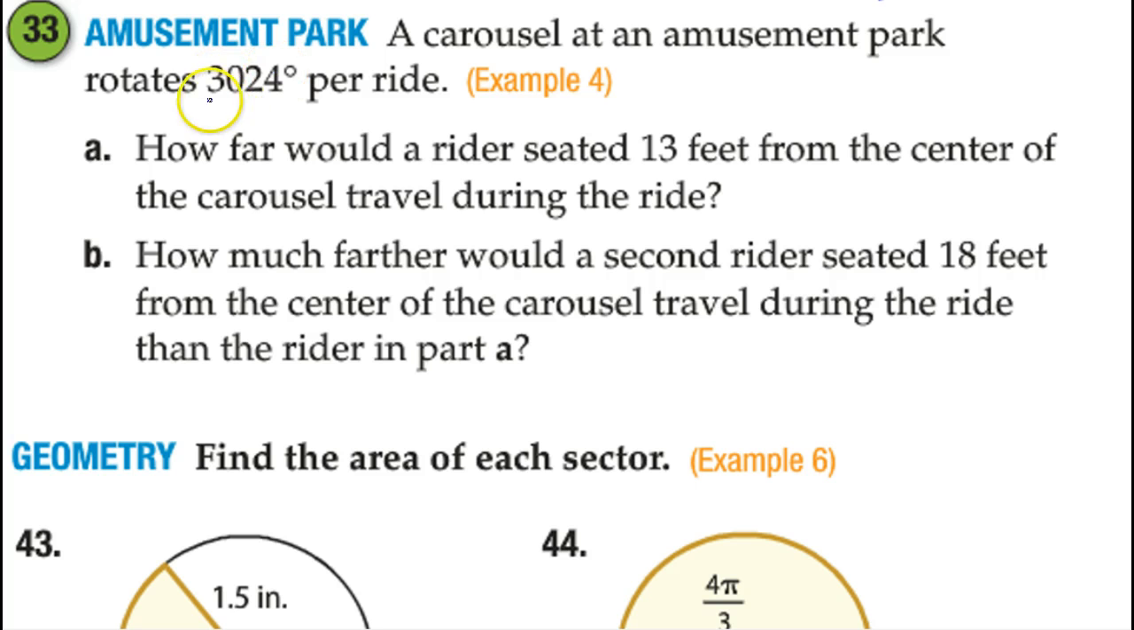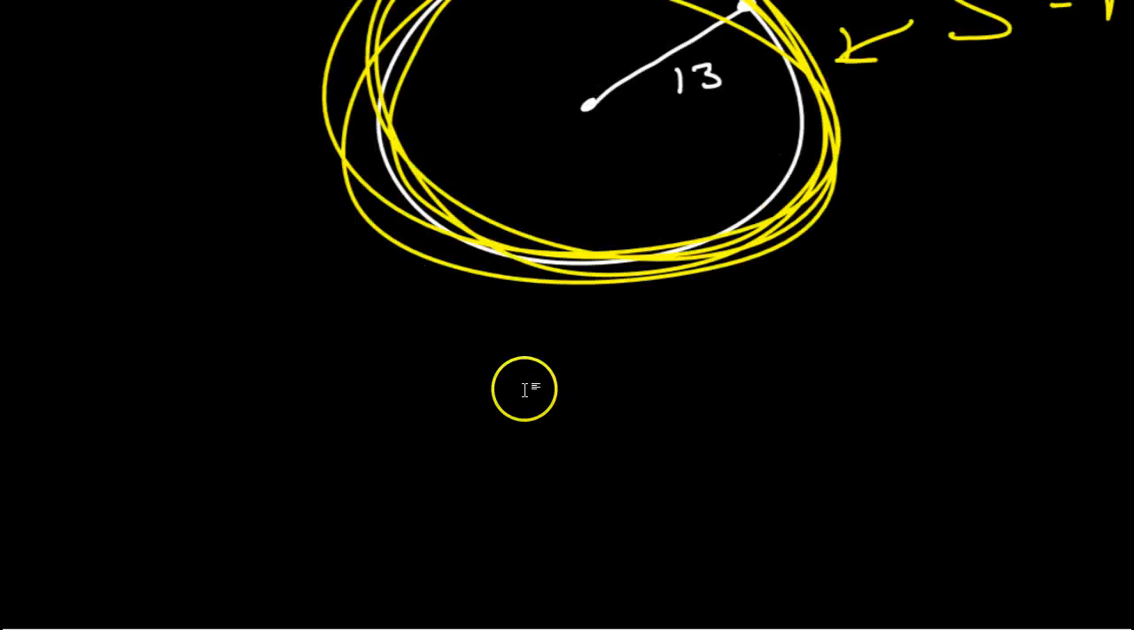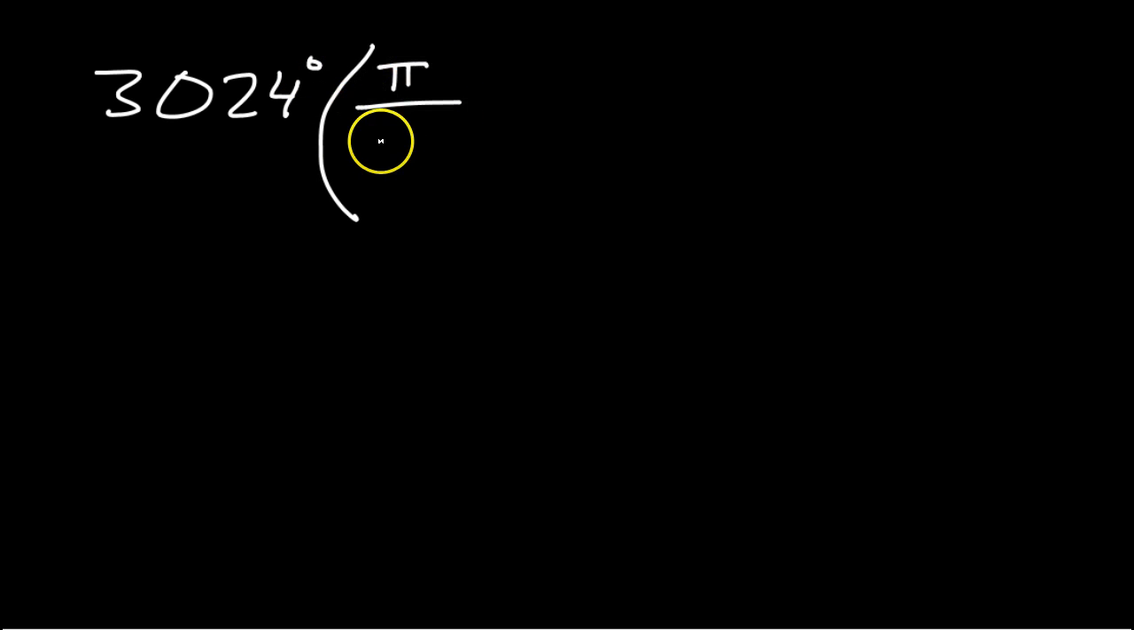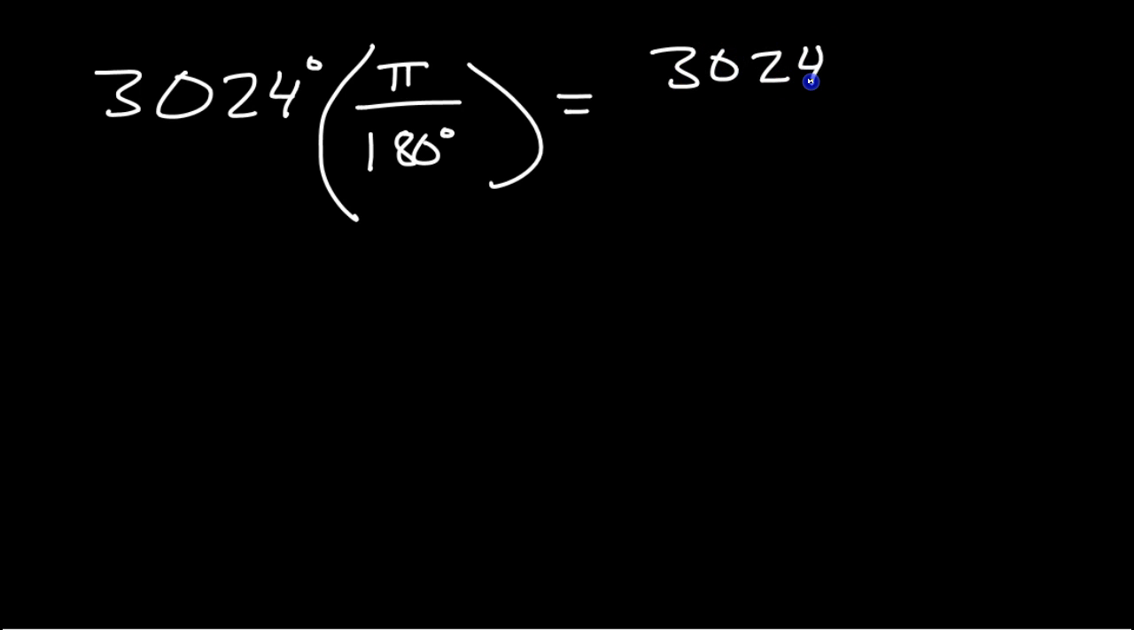I guess we have to turn this angle that is given to us in degrees into radians. So 3024 degrees, what will that be in radians? We can convert this to radians by using the conversion factor pi over 180 degrees. So that basically gives us 3024 pi over 180.